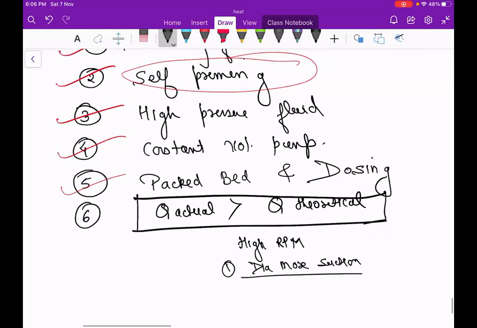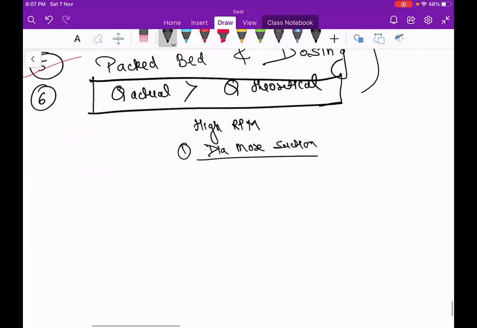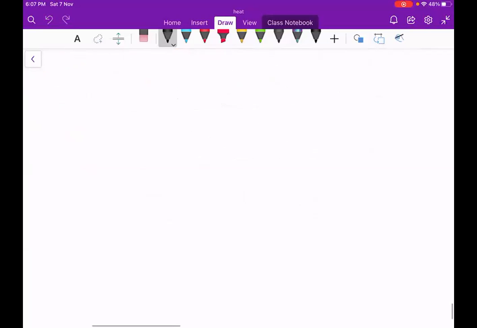I told you that in the chemical industry almost 10% of the pumps used are positive displacement pumps. There are various types of positive displacement pumps. First, they are divided into reciprocating pumps and rotary pumps, which you will see in fluid mechanics.